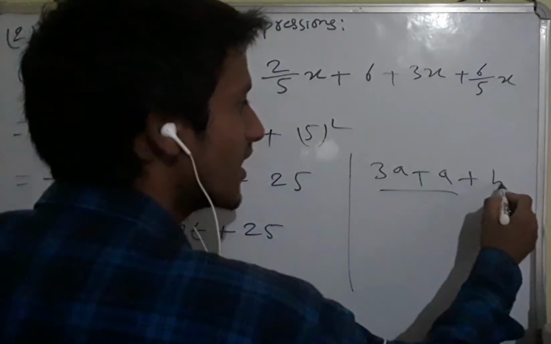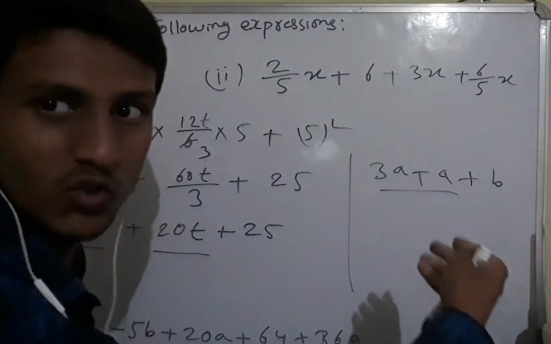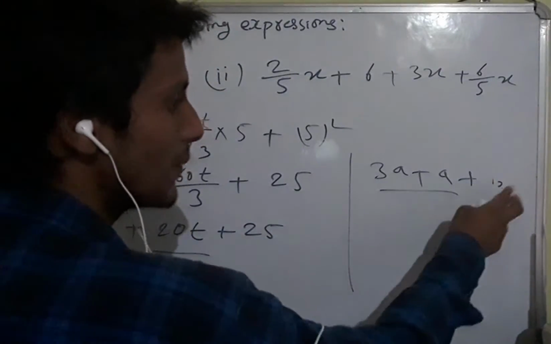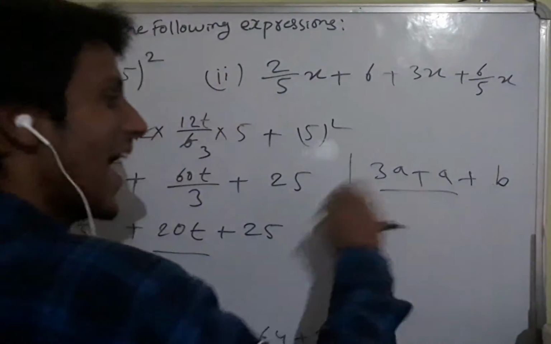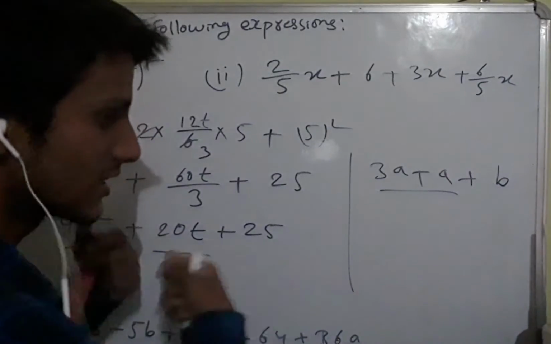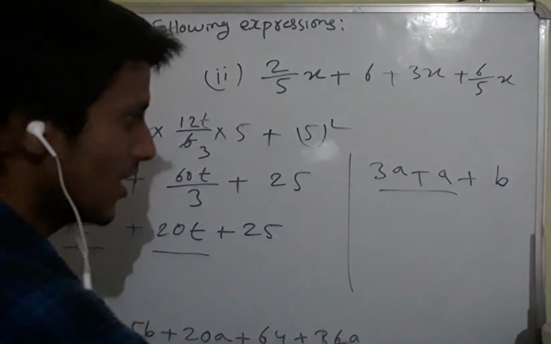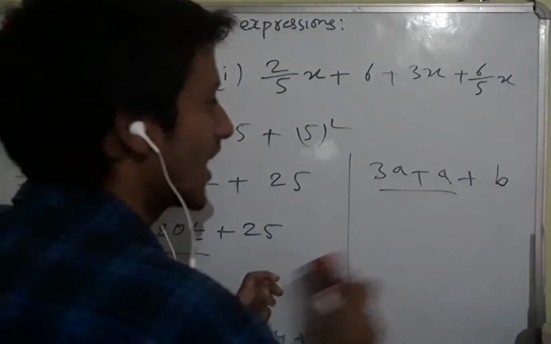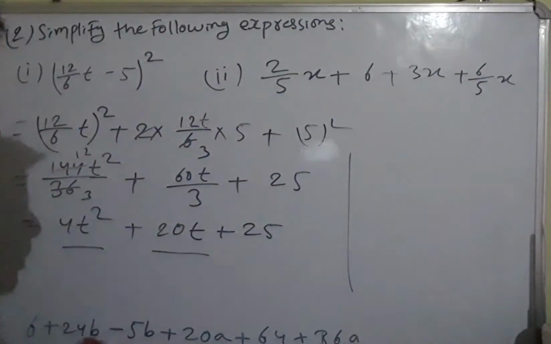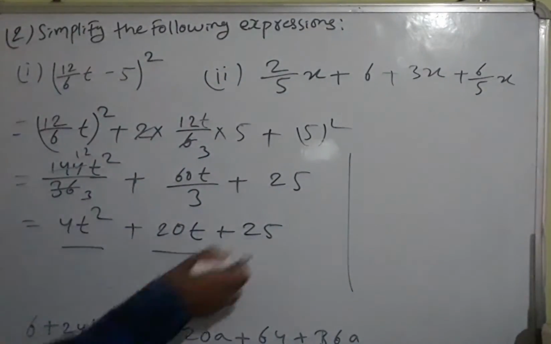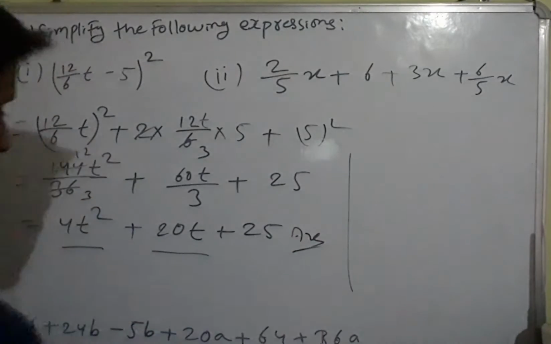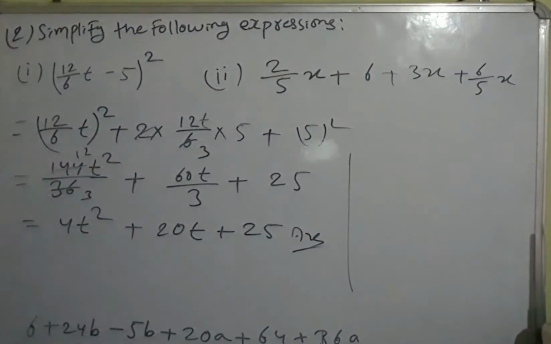Because b represents another kind of term, which is not of this type. You can only add same types, like types. a terms are the same type. b is another kind of type, so you cannot add that. Okay, so this was it. That will be your answer.